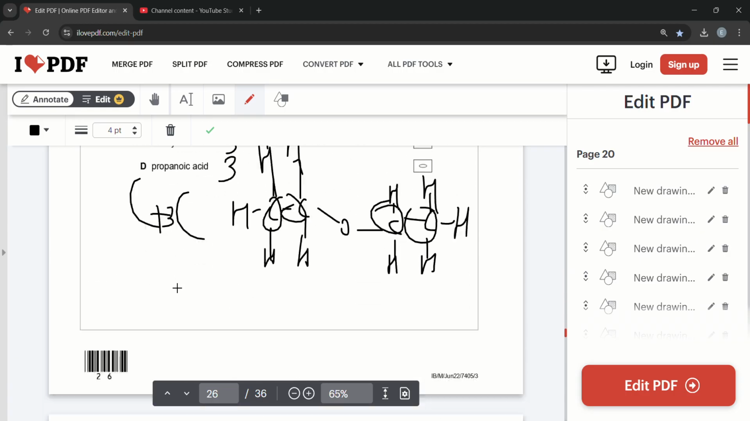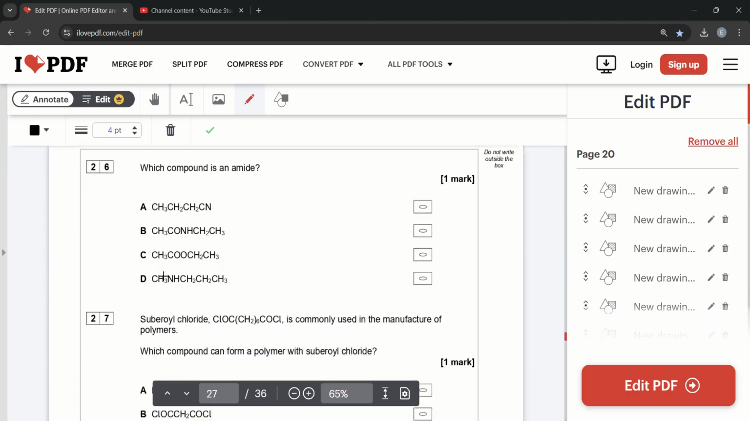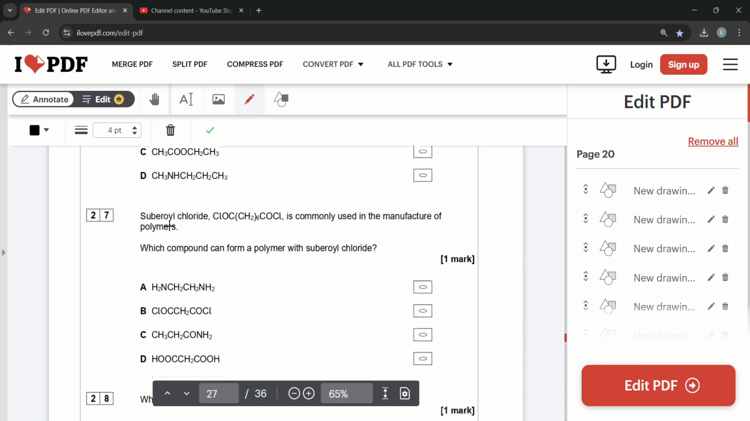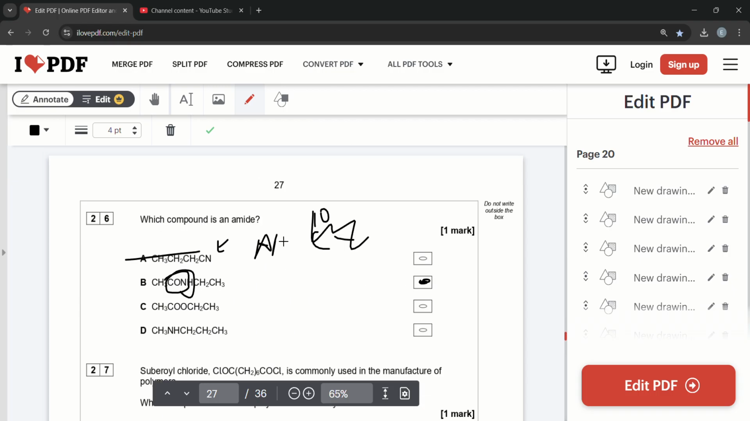So it's just rearranged differently. Still got the same carbon structure. Which compound is an amide? An amide has got to have C double bond O and your NH. That's all you need to know. That's not it. And there we go, CONH. It's got to be B. So let me just write it down. Amide.